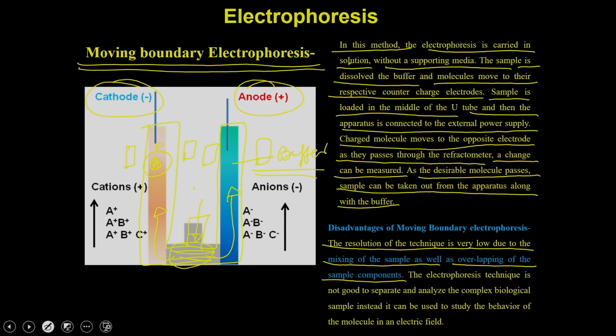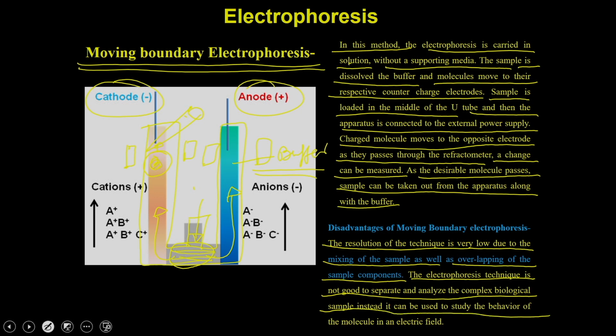So, because of that, it always has a problem of ambiguity, because you have to standardize very nicely so that you will know when your molecule of interest is going through the refractometer, so that you can put the pipette and take out this sample from the moving boundary electrophoresis apparatus. On the other hand, the electrophoresis technique is not good to separate and analyze the complex biological sample.